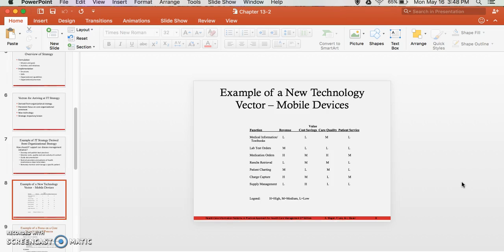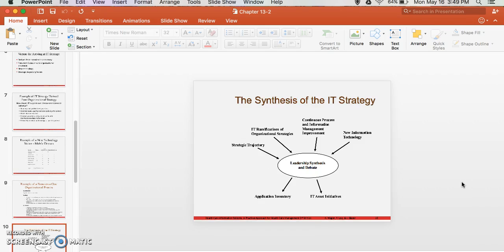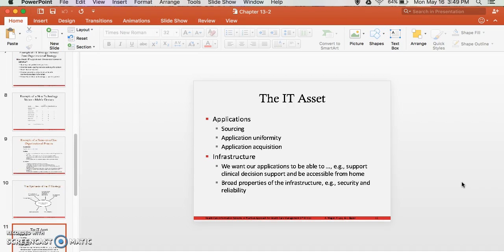This chart is something that is very useful, I find. So it talks about examples of new technology and what their value propositions are in terms of revenue, cost savings, care quality, patient service. Okay, different types of functions they serve. L means low, M is medium, H stands for high. Then we talk about synthesis of IT strategy. So that's this slide here.